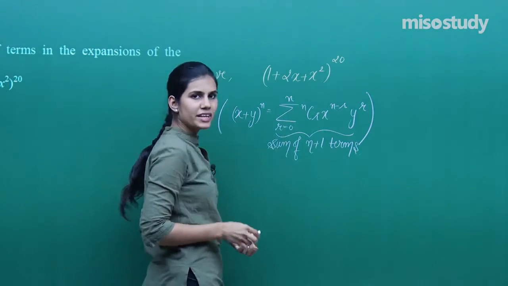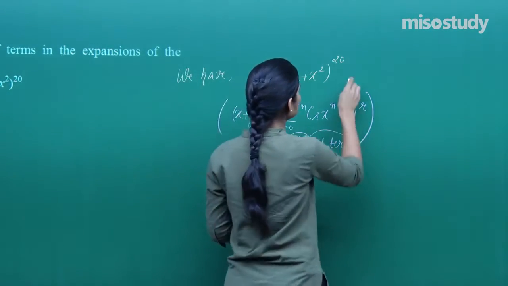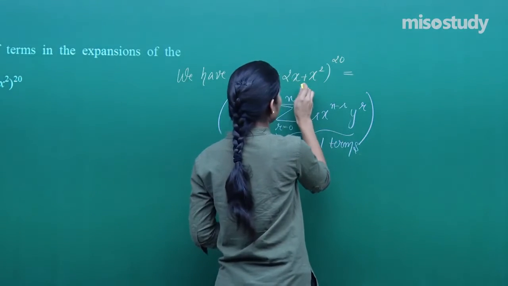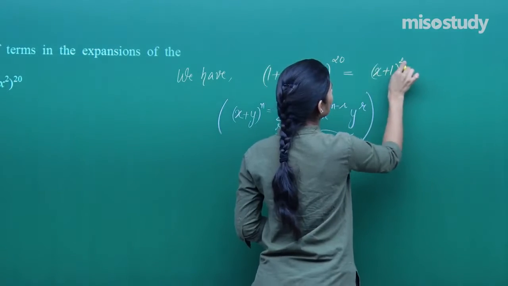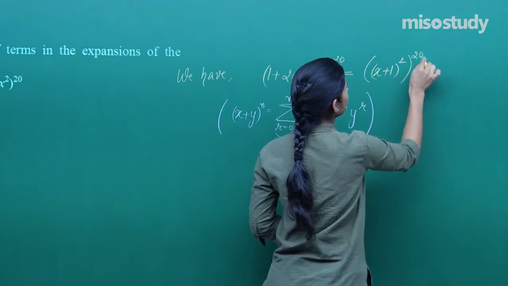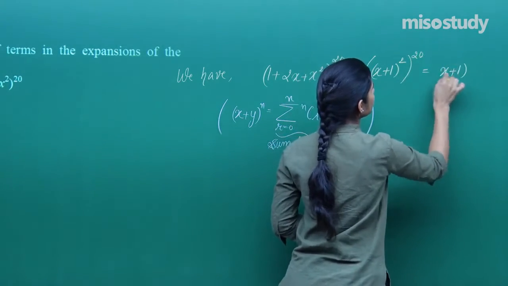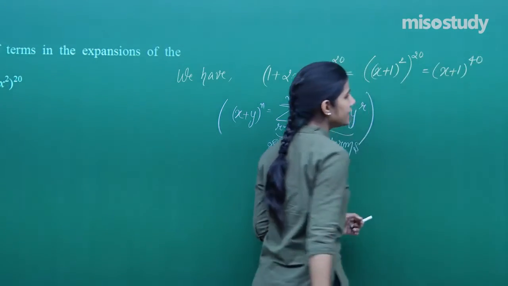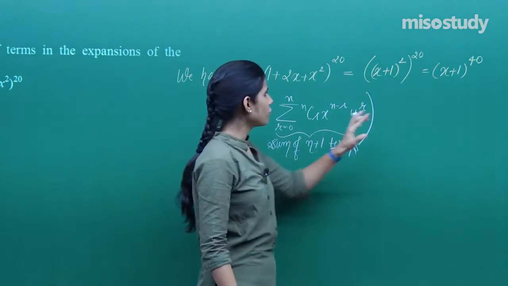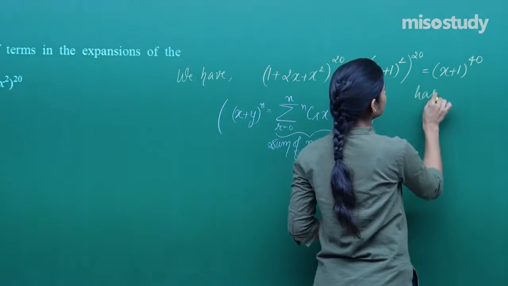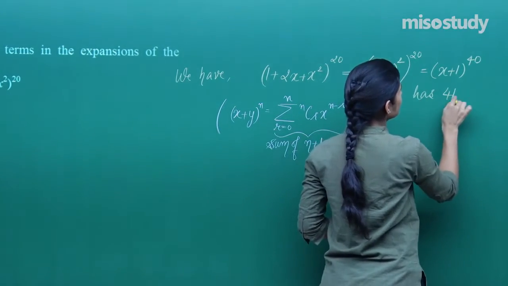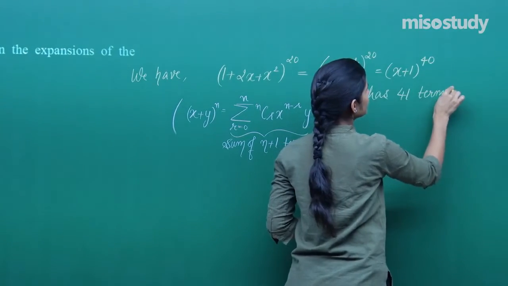Express this in the form of (x + y)^n. How will you do that? x² + 2x + 1 is actually (x + 1) whole square. So this is what you have. That means you have (x + 1) to the power 40. Now it is expressed in the form (x + y)^n, where y is 1, and therefore this has n + 1, that is 40 + 1, that is 41 terms.